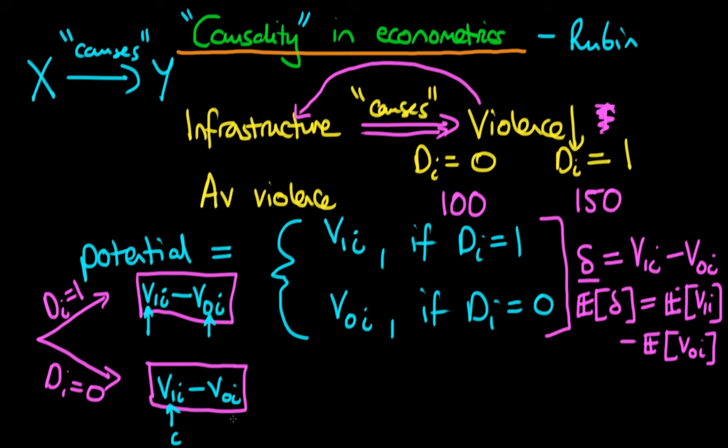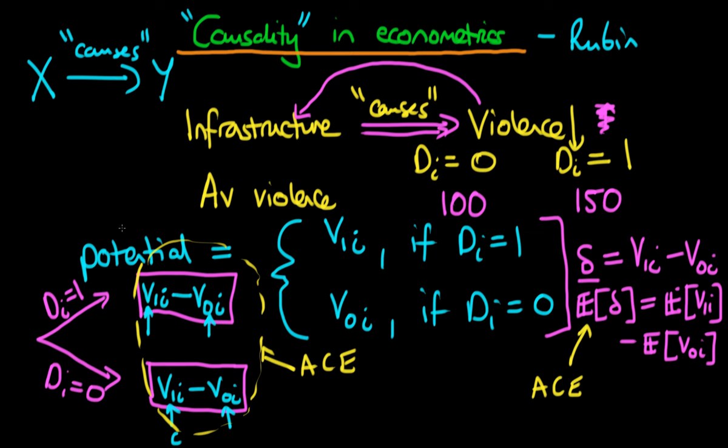So when we talk about this term here, which I've already defined to be the average causal effect, what are we actually doing? Well, we would be grouping these two groups together, and evaluating the average difference between V1i and V0i across both of these groups. That would represent the average causal effect.